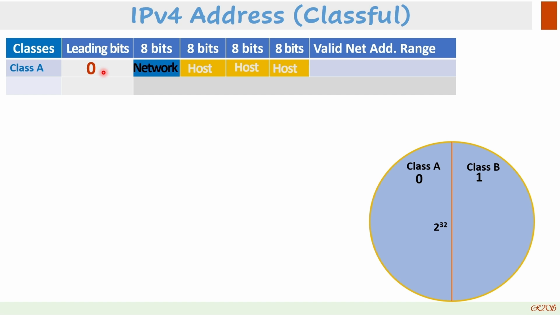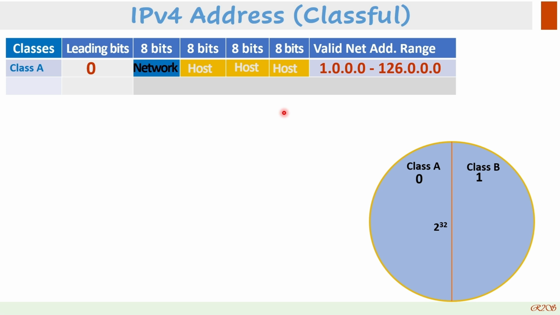In Class A, out of 32 bits, 8 bits are used for the network address, and 8 plus 8 plus 8, that means 24 bits, are used for the host address. So the valid network address range is 1.0.0.0 to 126.0.0.0.